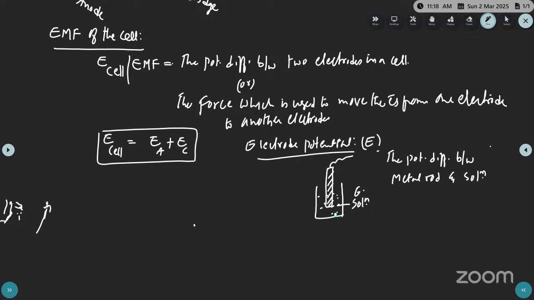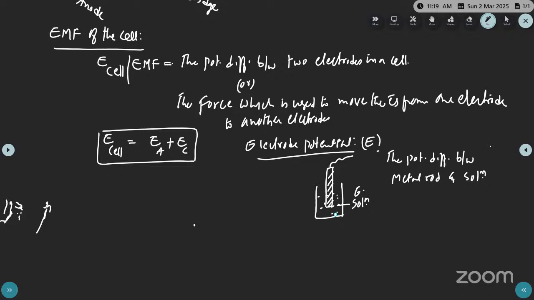Okay, what is the meaning of potential? Potential is nothing but energy. What is potential? Potential ante edo anukokandi, energy of that particular object. Energy of the object. Okay, so the potential difference between the metal rod and solution is known as electrode potential.